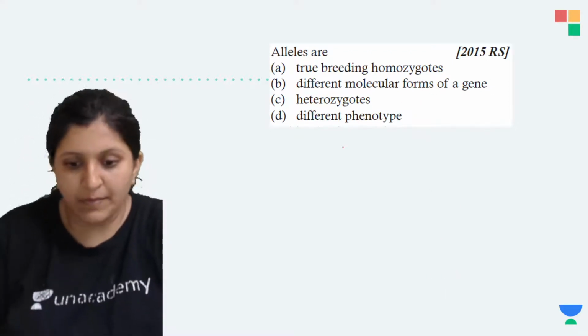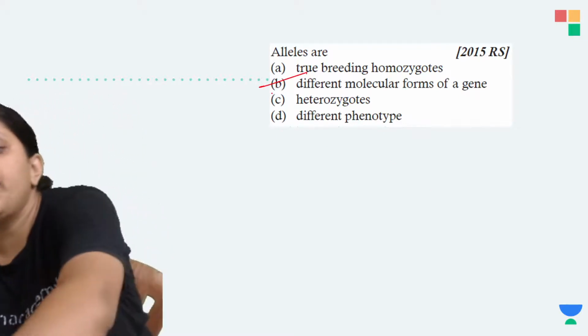True breeding homozygotes, heterozygotes, different phenotype. So alleles are different molecular forms of a gene.